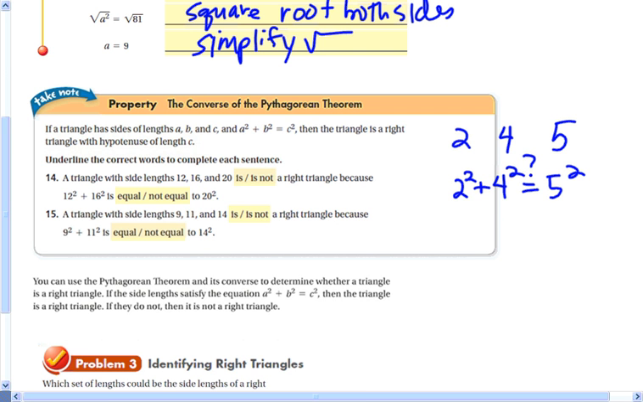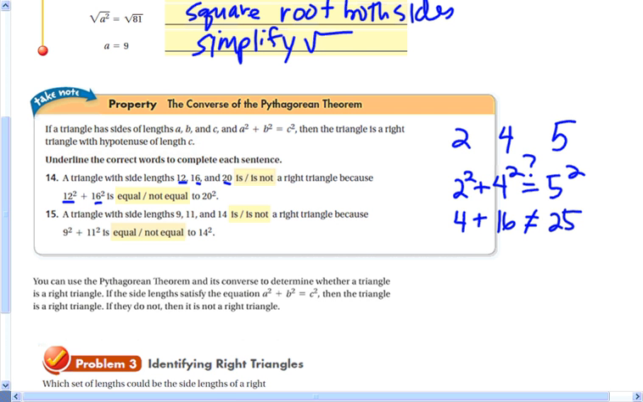then we have a right triangle. And so I'm just going to check here, 2 squared is 4, 4 squared is 16, 4 plus 16 is not equal to 25. So 2, 4, and 5 would not make a right triangle, because it's not true. But let's check this out. How about 12, 16, and 20? Let's try that. So if 12 squared plus 16 squared is equal to 20 squared, then we have a right triangle.